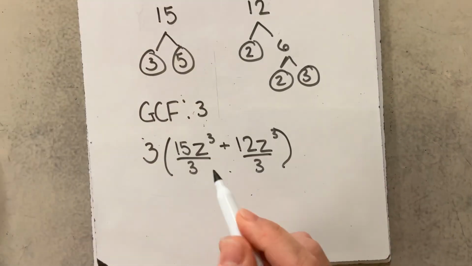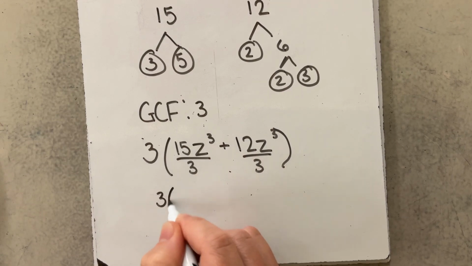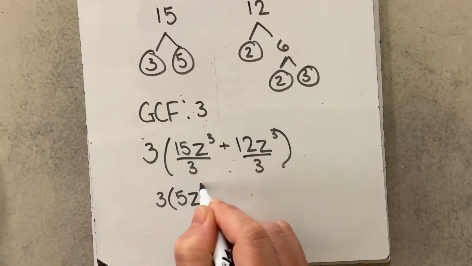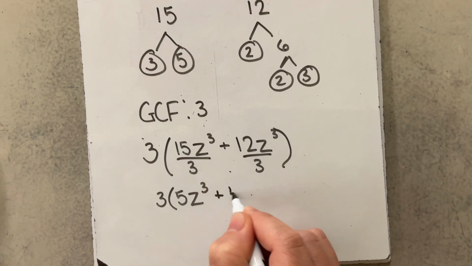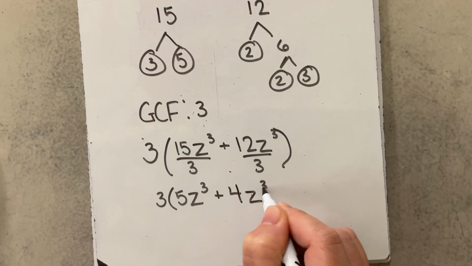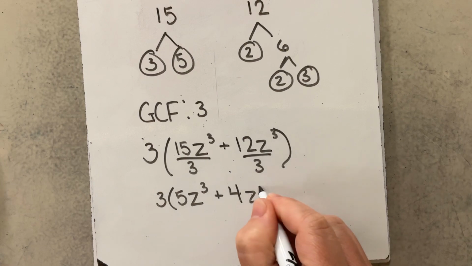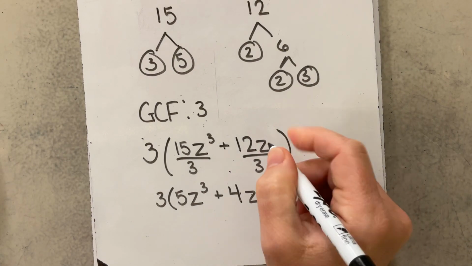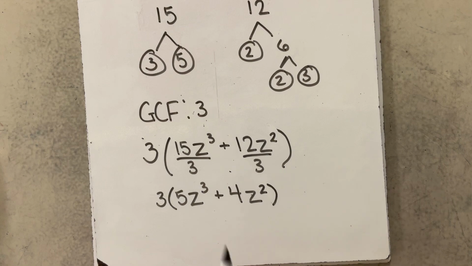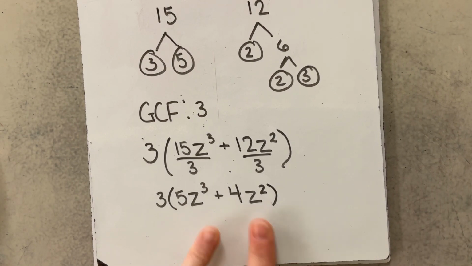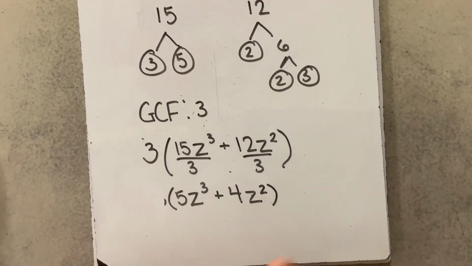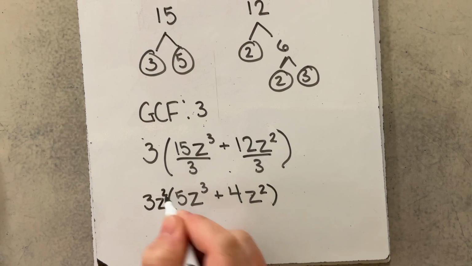Okay, now when you do that, 15 divided by 3 is 5. 12 divided by 3 is 4. Oops, that was a 2, sorry. And that would be the factored form of the numbers. Now, if you look at this, you can also see, what else do they agree on? They both have a z squared in there. Okay, so we're going to take out a z squared also.